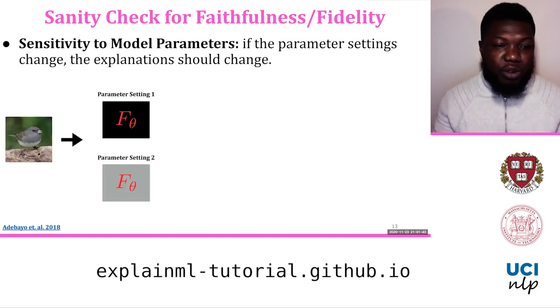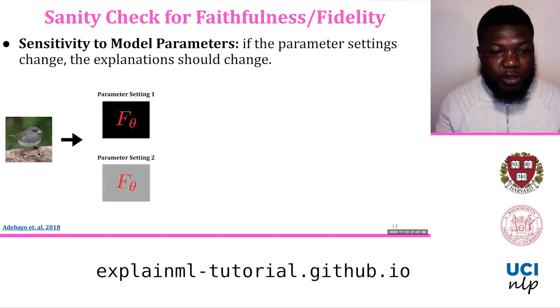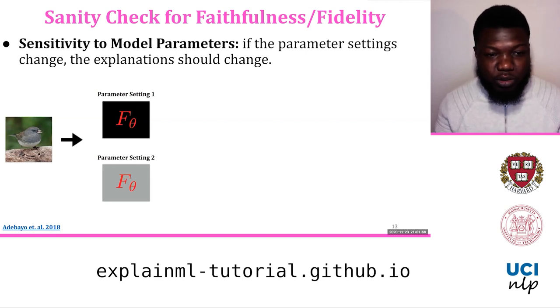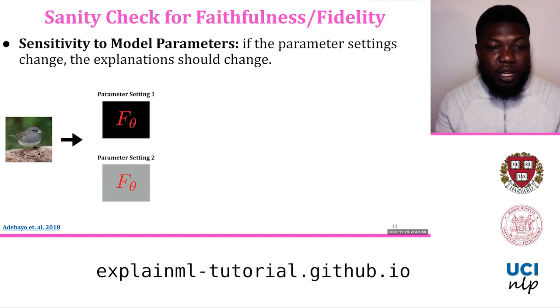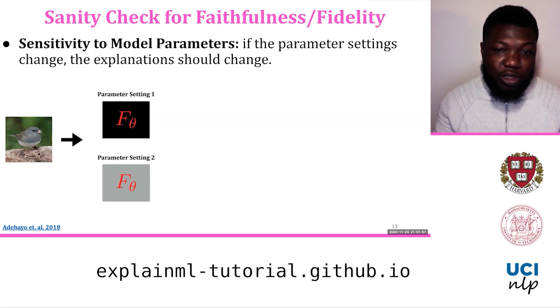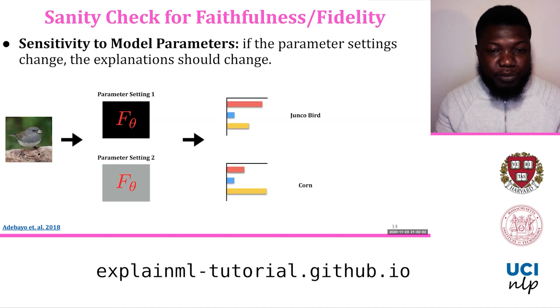To make this more concrete, consider two different models. One, an Inception V3 or a ResNet 50 model that is trained normally on ImageNet. And another one, parameter setting two here, where we've reinitialized the weights in the top layer of this Inception V3 or ResNet model. Then we can get the predictions from these models. For the normally trained model, we get that it's correct, it's a Junco bird. For the partially reinitialized model, we get that it's a corn, as expected, because the weights of the top layer have been reinitialized.